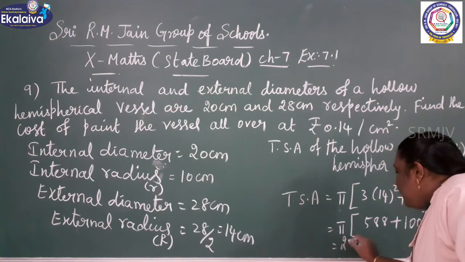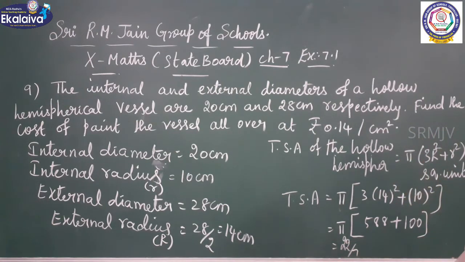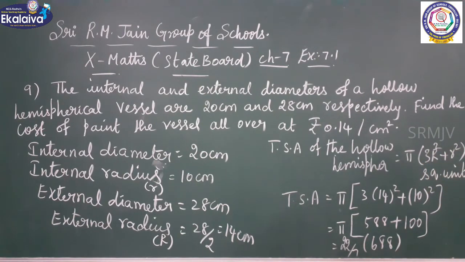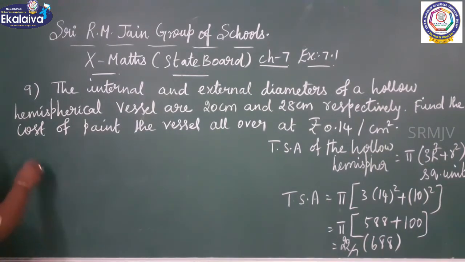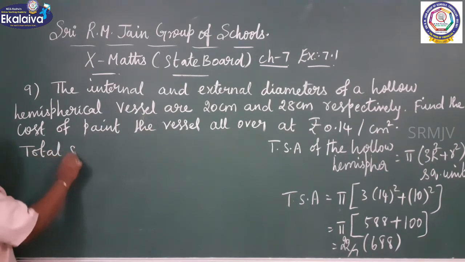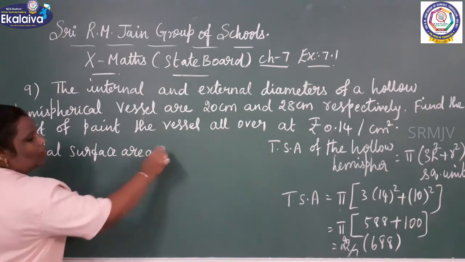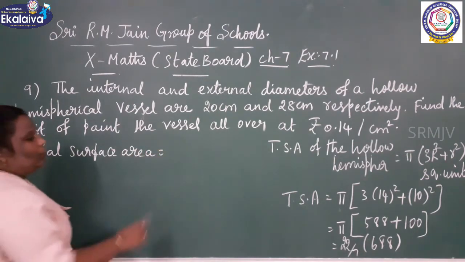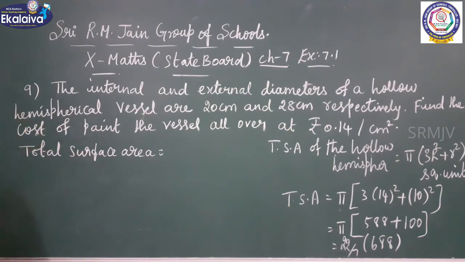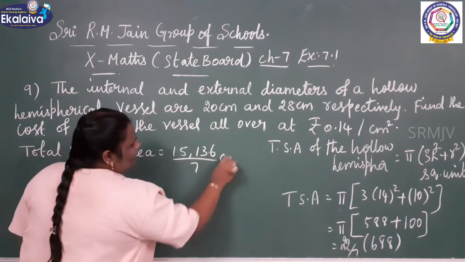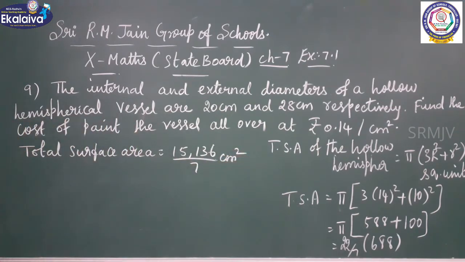Pi value is 22 by 7 into 688. See, total surface area equal to 22 by 7 into 688, which is 15,136 by 7 centimeters square.